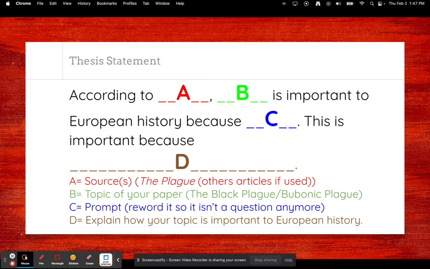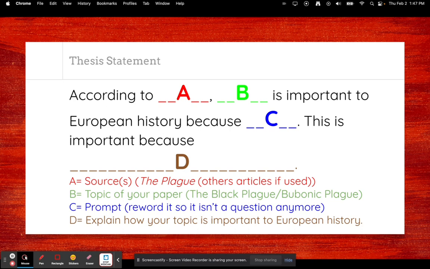Okay, you ready? So, according to A, comma, B is important to European history because C, period. This is important because of D. Okay, let's walk this through. So, according to A is your source.